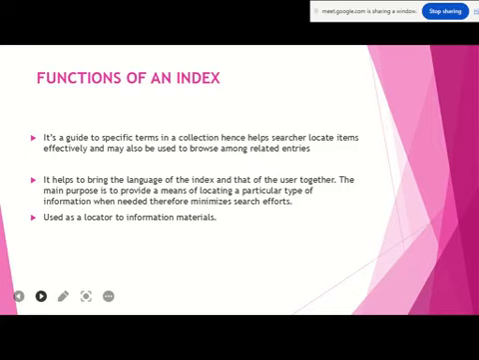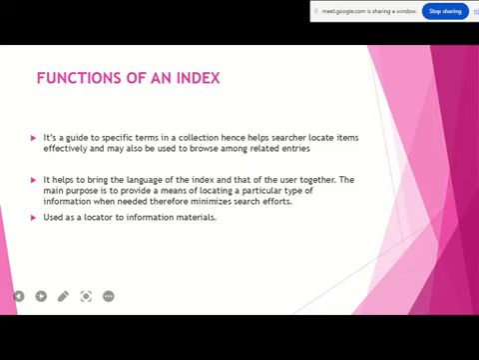Is there any other function of an index that you may have thought of? Yes? Is there any other function of an index that you may have thought of? No, none. Oh, it's okay. I hope everything is exhausted.